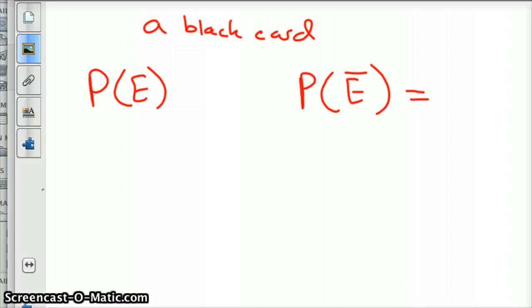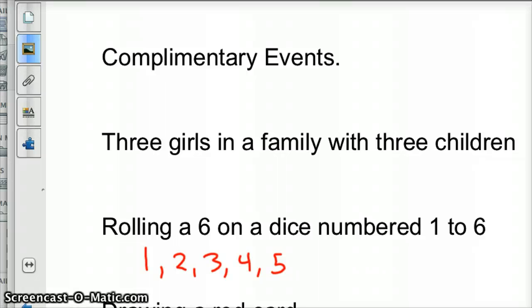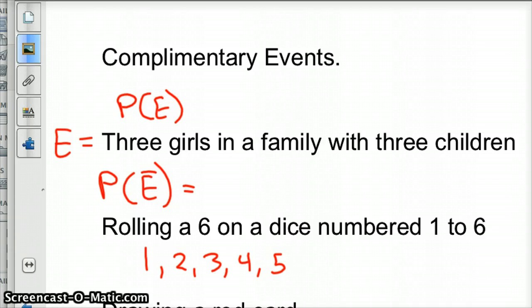Now, the probability of E bar is 1 minus the probability of the event actually happening. So for instance, let's go back to the boy-girl-boy example with three children, which is kind of the nicest one. If our event E is three girls in a family having three children, and we want to find the complement of that, well, we already know that the probability of E, three girls in a family with all three children, is 1 out of 8 possibilities. So the probability of E bar, the complement, so all the other possibilities, is 1 minus 1/8, or 7/8.